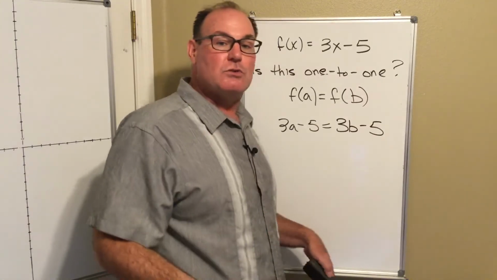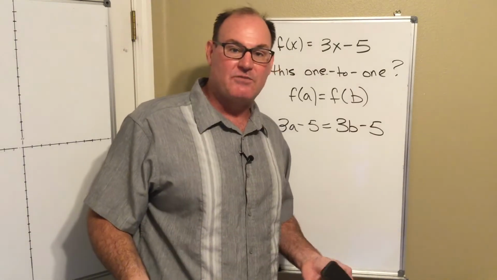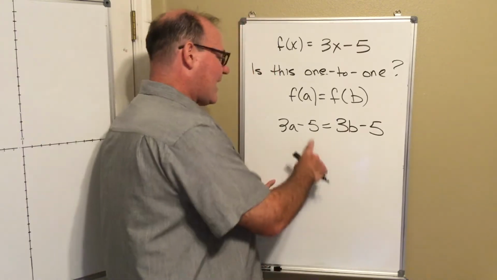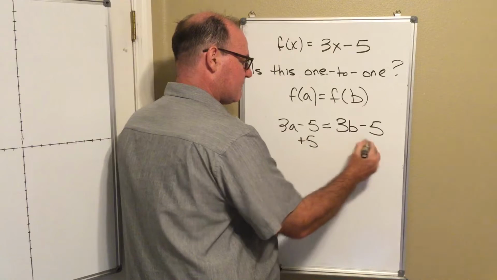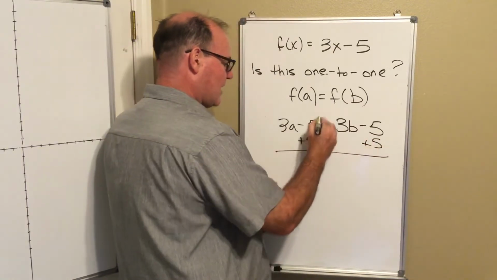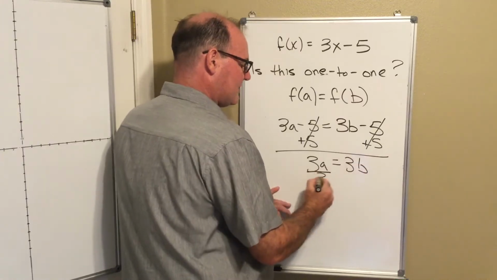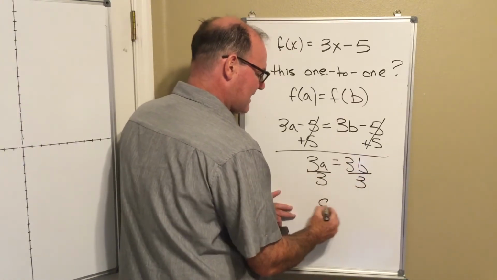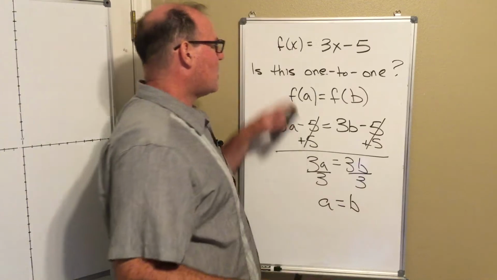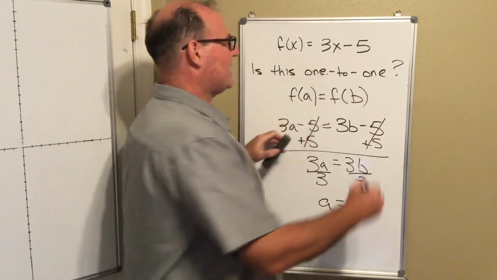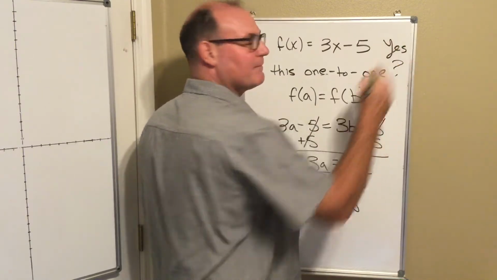And now all you do with whatever function you're trying to test is solve for a or solve for b. It doesn't matter. So if I add 5 to both sides of this, I end up with 3a equals 3b. When I divide by 3, that means a is equal to b. So is this a one-to-one function, 3x minus 5? The answer to that is yes, it is.